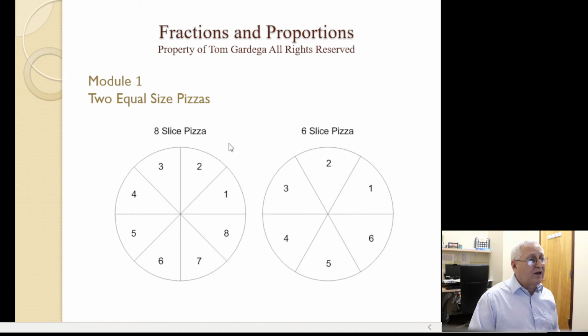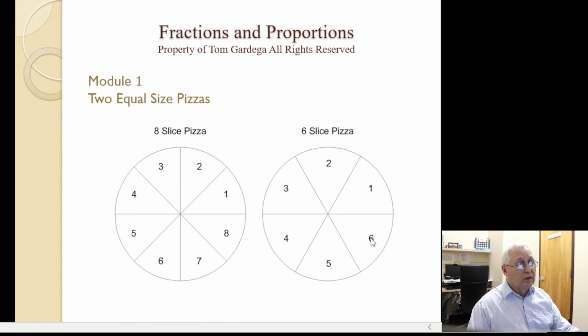We can look at fractions this way. This kind of describes it a little bit more. We have an 8-slice pizza over here and a 6-slice pizza over here. If I eat 3 slices of an 8-slice pie, I ate 3/8 of that pie. 8 is the parts that make up the whole: 1, 2, 3, 4, 5, 6, 7, 8. And 3 is the parts that I have, 3/8.